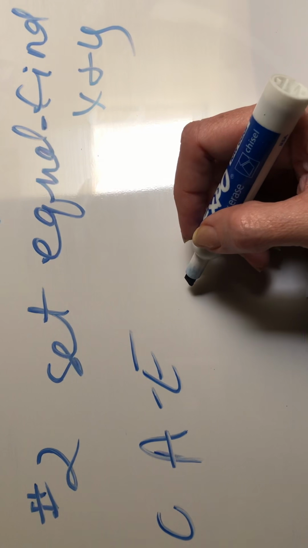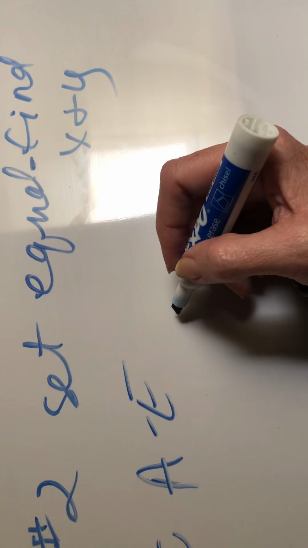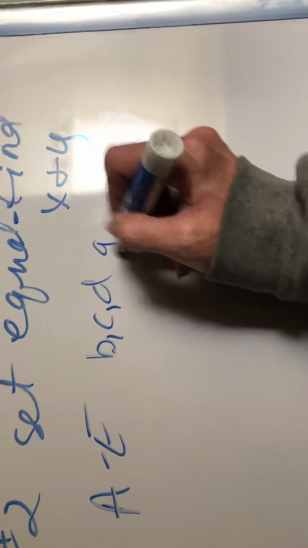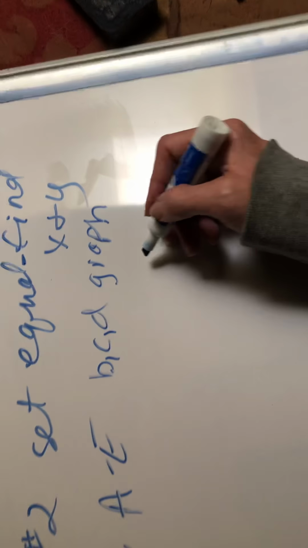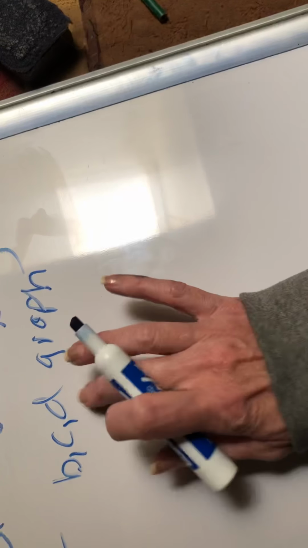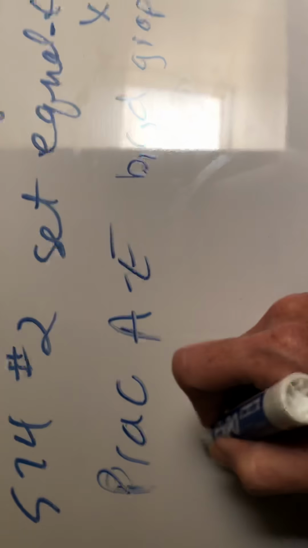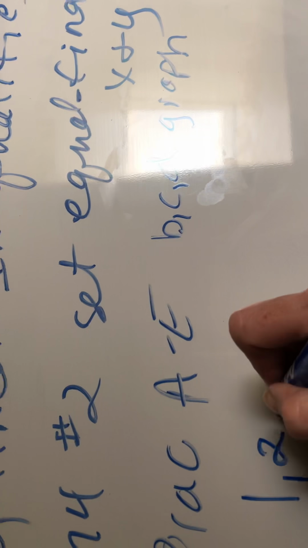Looks like B, C, and D are graphs. So make sure you get them graphed right. Make sure you solve for Y correctly on C and D. C and D, you have to solve for Y on those. Then you're going to do 1 and 2.